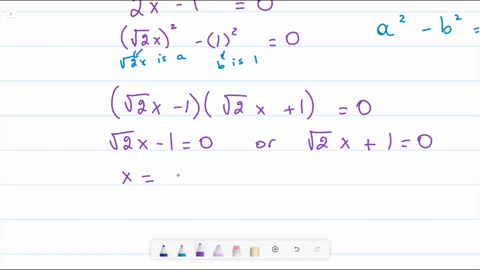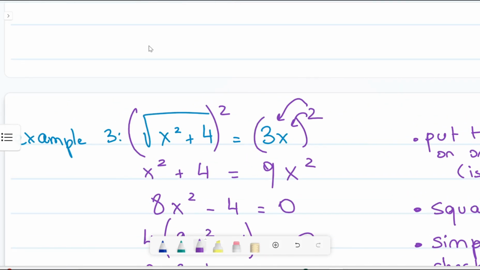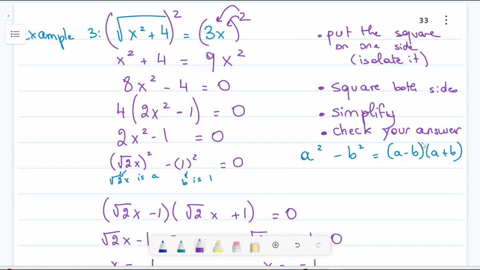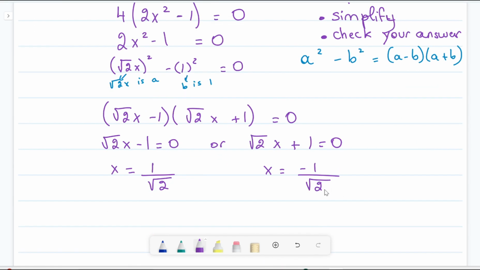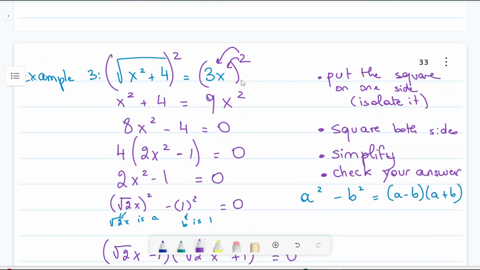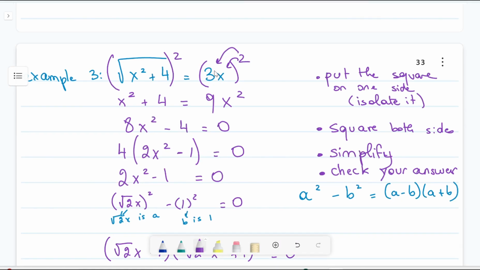On the left, we get x is equal to 1 divided by square root of 2, and on the right, we get negative 1 divided by square root of 2. Whenever you're working with functions that have square roots in them, it is very important to check your answer at the end. So we got two answers for x, the first one being x equals 1 divided by square root of 2, and the second one being x equals negative 1 divided by square root of 2. So we will plug these values of x into our left-hand side and our right-hand side in order to check whether they are correct or we have to reject.